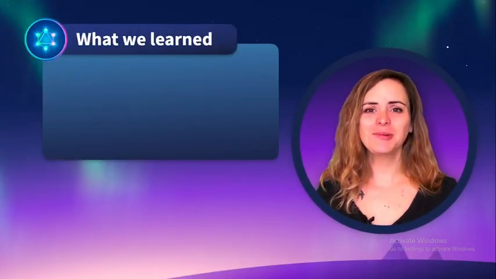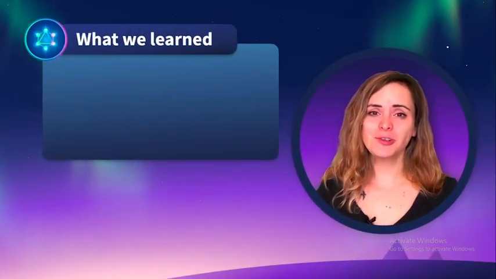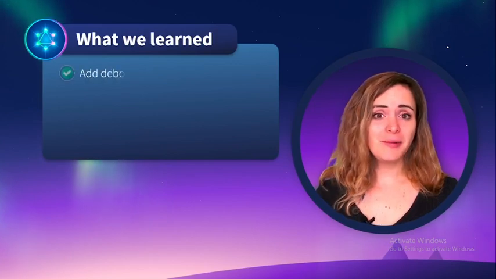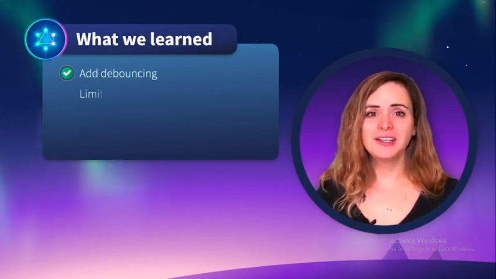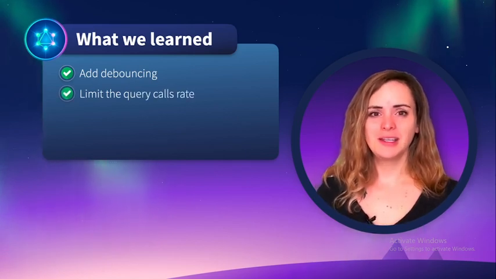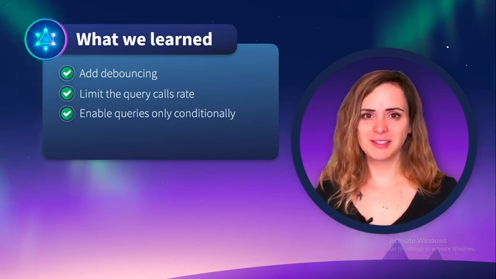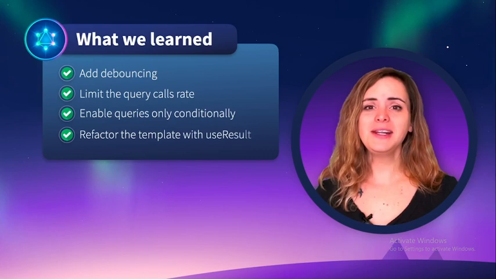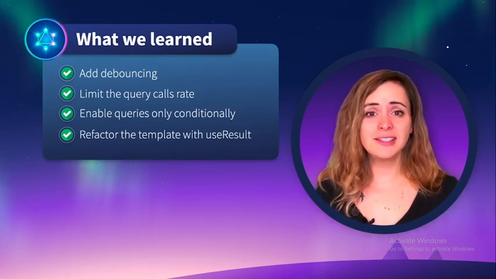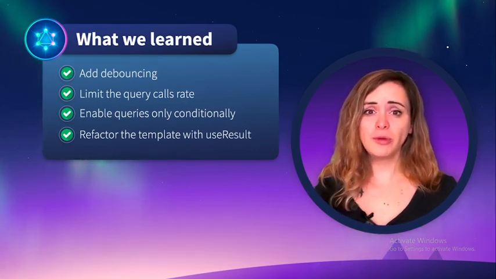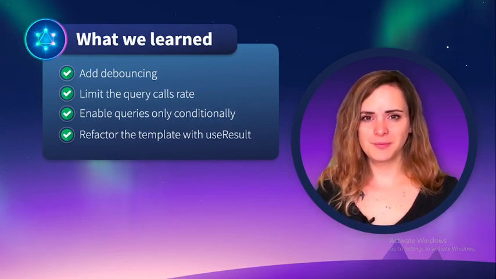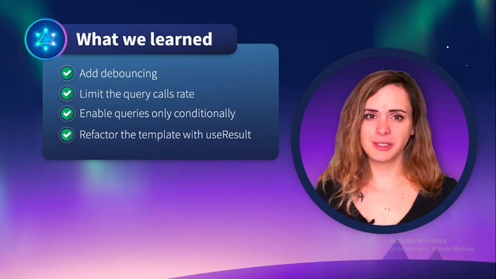In this lesson, we learned a few techniques we can use to craft our queries. Now we know how to add debouncing to limit the query calls rate, and we learned how to enable queries only when a certain condition is met. Finally, we did a nice small refactoring to the existing code by picking allBooks from the query result and providing a default value for it.